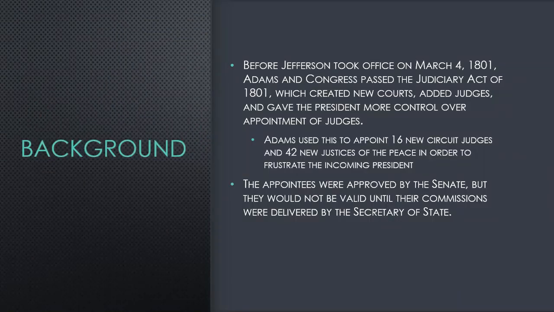So with this one, what happened is before Jefferson takes office on March 4th, 1801, previous President Adams and Congress passed the Judiciary Act of 1801, which created new courts, added judges, and gave the president more control over the appointment of judges. And then Adams decides to use this to appoint 16 new circuit judges and 42 new justices of the peace in order to cause problems for Jefferson.